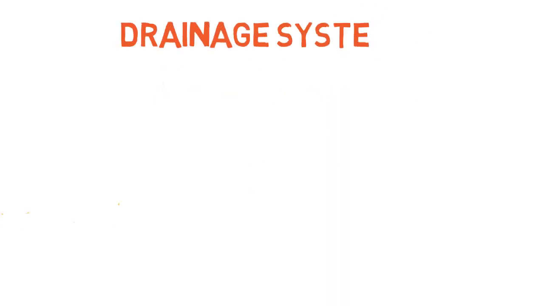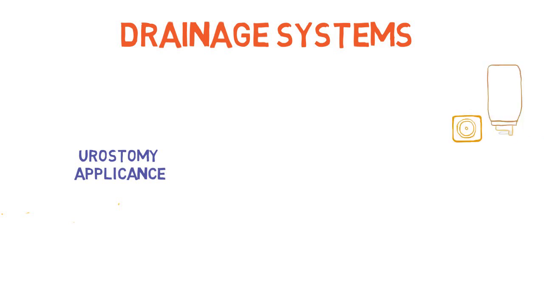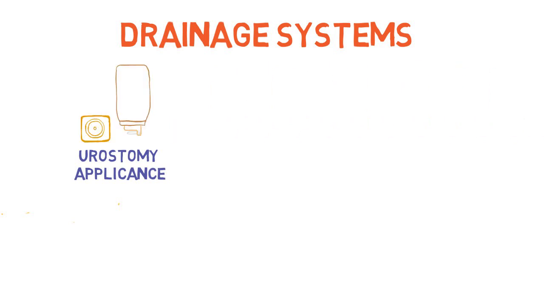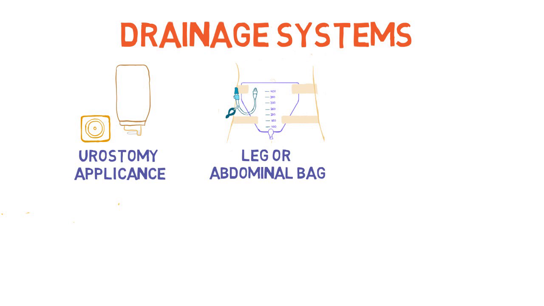Drainage systems. First, there's a urostomy appliance. This has an adhesive portion that will cover the stoma and connect up to a drainage bag. This is commonly used for nephrostomy tubes. Sometimes it can be used in combination with suprapubic catheters as well, placed over the catheter to decrease leakage. Often patients will use a leg bag or an abdominal bag, which allows them to have easier mobilization throughout the day and promote physical activity.